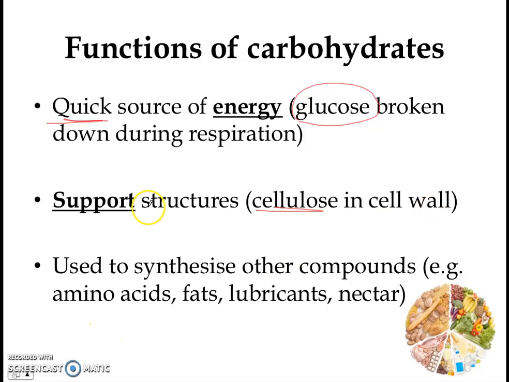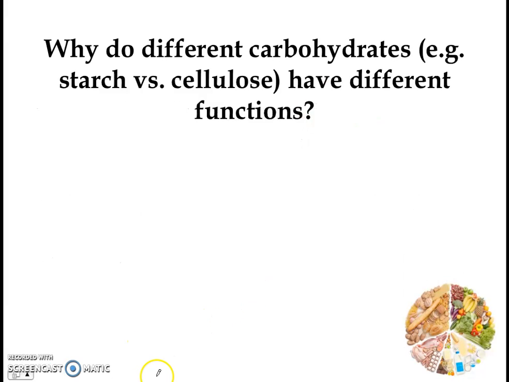And finally, carbohydrates are used to synthesize other compounds. For instance, the body uses glucose to synthesize amino acids, to synthesize fats. So glucose is a very basic nutrient which the body can use to synthesize other compounds.